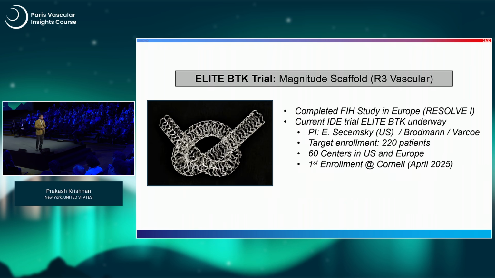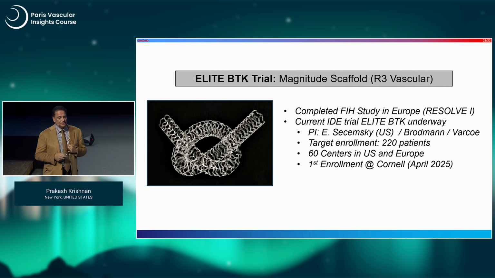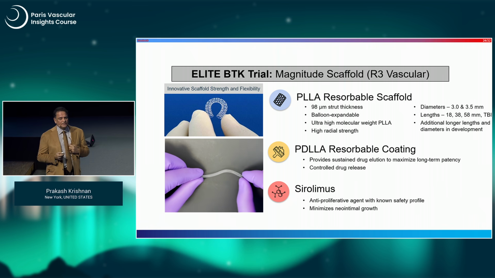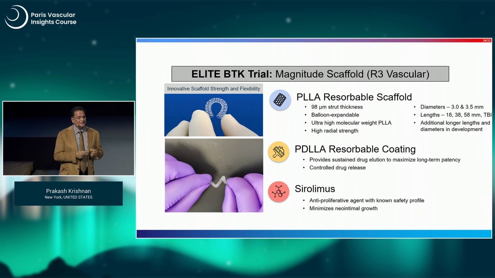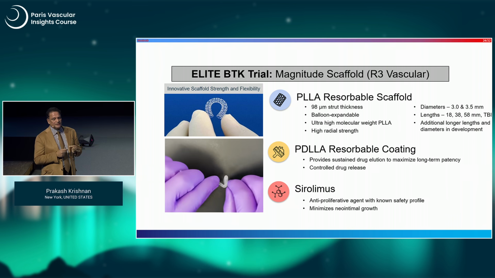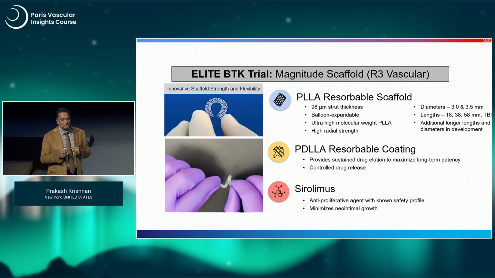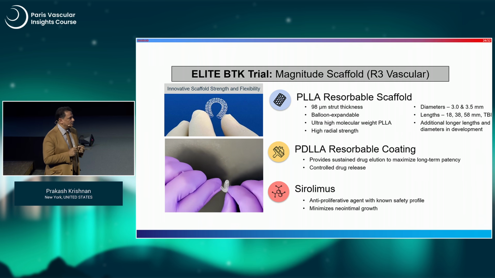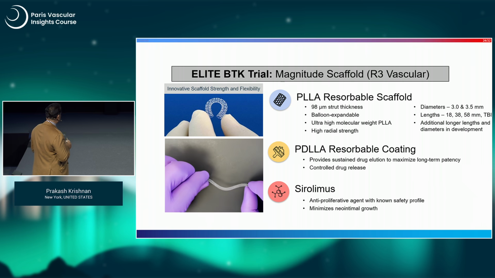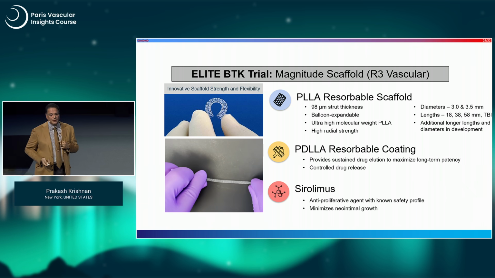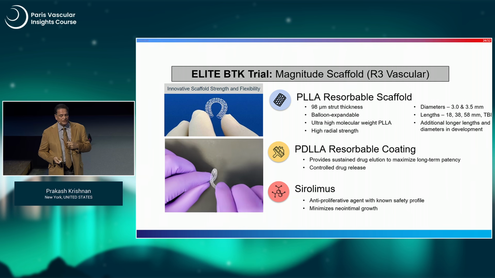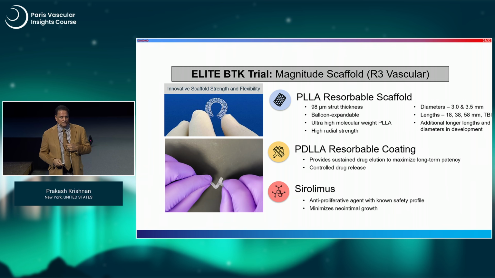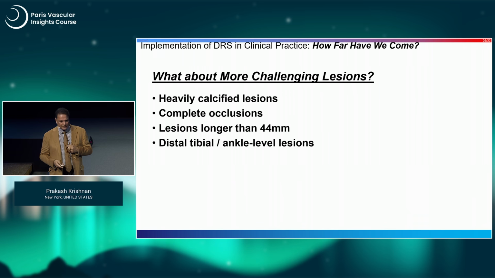The Elite BTK trial, again, the Magnitude Artery Vascular scaffold, the first in human Resolve 1 was completed in Europe. The IDE is started in the US. And this basically is a PLA, but it's resorbable, but it's incredibly flexible. You can see the PDLA provides sustained drug elution to maximize the long-term patency, and the beauty here is it actually is much more flexible than the other scaffolds, which tend to break if you do this type of activity with them. So it's very important to see that the actual flexibility may play a role in this particular one.